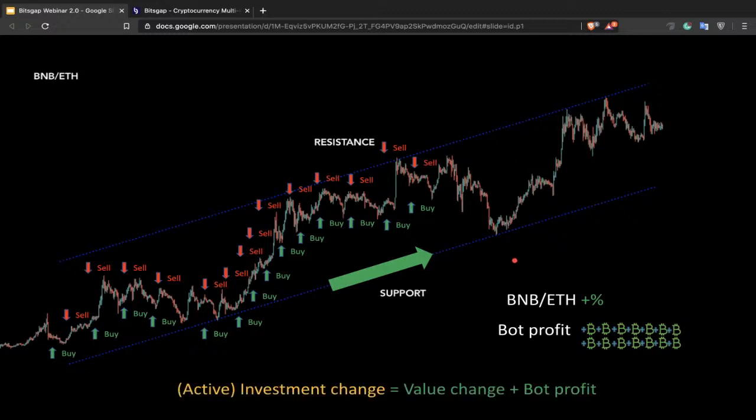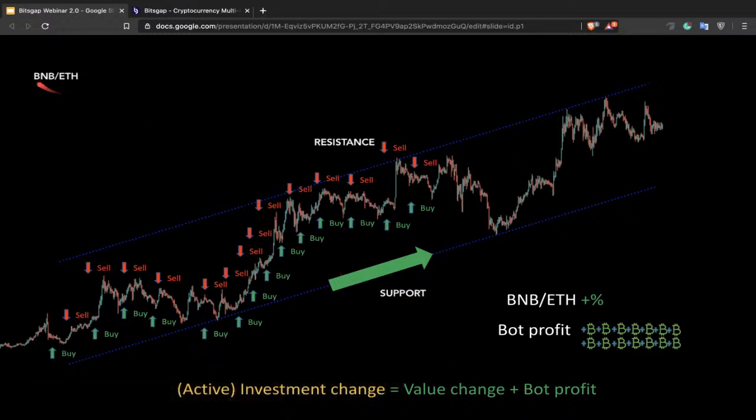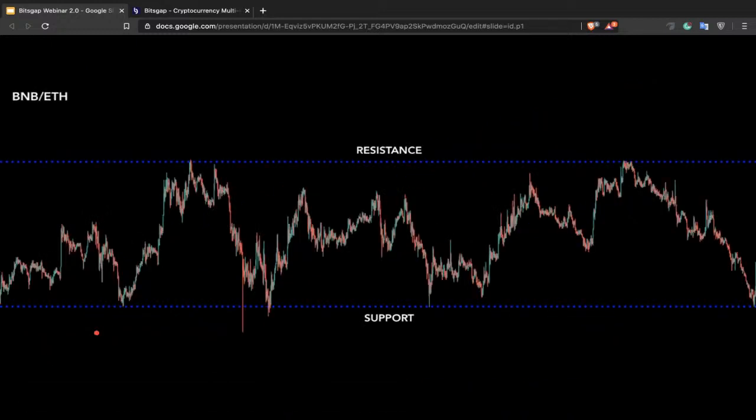That's what we call investment change. I mean, active investment change, which is composed of the value change of your BNB, because the BNB in this case is appreciating, and the bot profit. So that's the profit generated by the bot each time the market provided opportunity to buy low and sell high. And on the sideways market, the idea here is to earn during the stagnation.